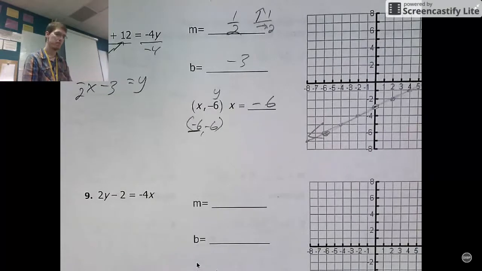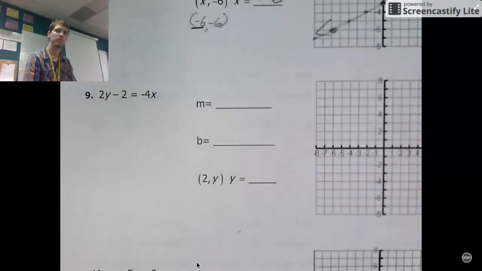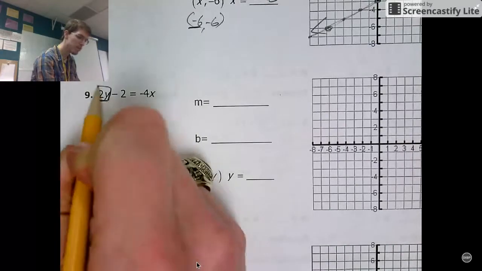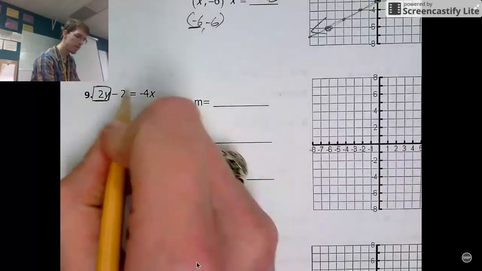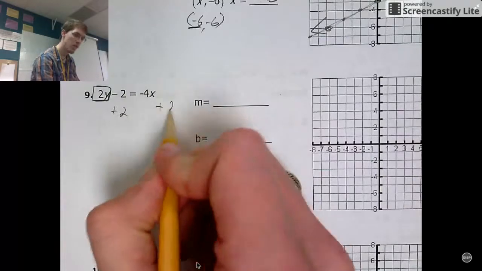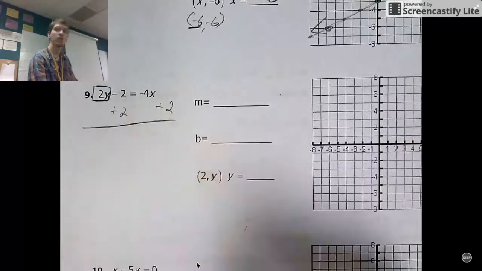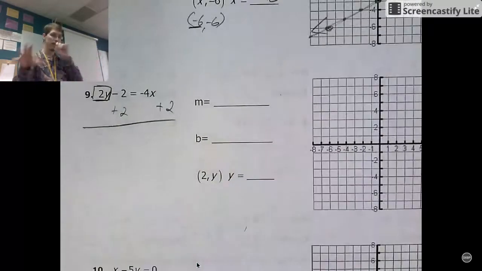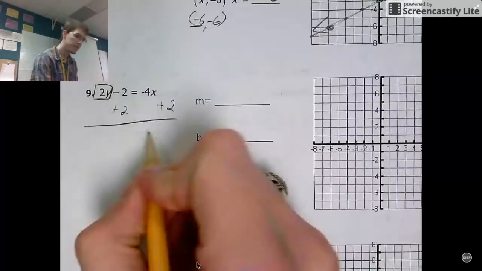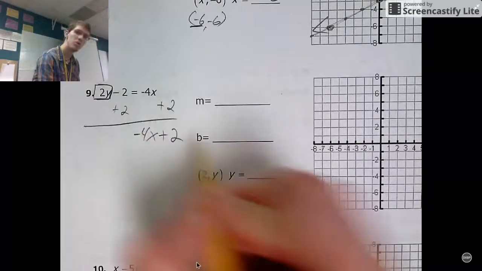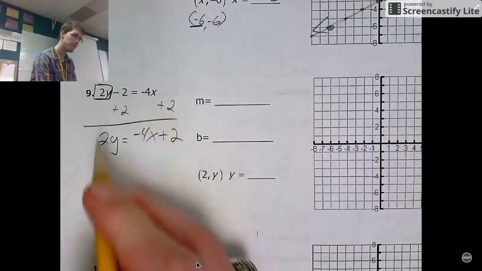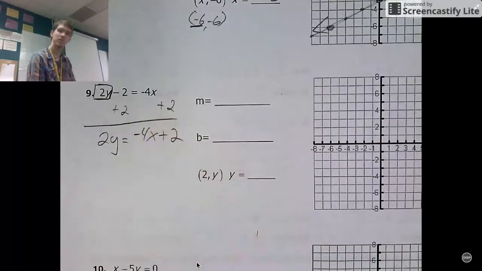All right. Number 9. Again, we want y by itself. So first I've got to box in the 2y in here. I'm going to have to do the opposite here. So I'm going to add 2 to both sides. We have another oil and water situation here. These two can't go together. X's, not X's. You can try to put them together, but they just kind of spread themselves out. So we'll get negative 4x plus 2. And then we're going to get 2y over here. So 2y equals negative 4x plus 2.